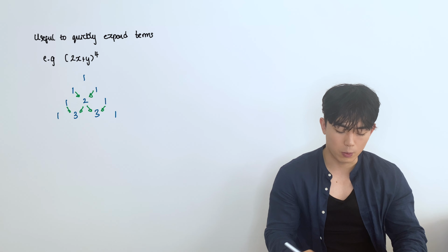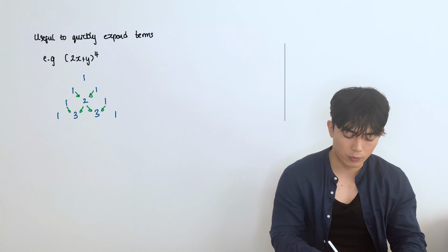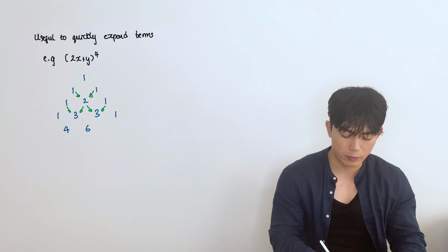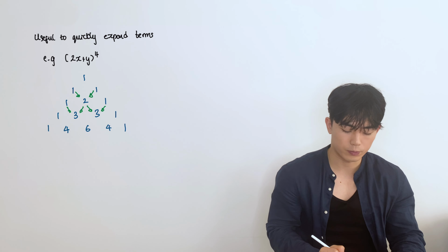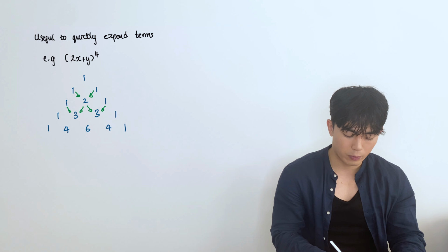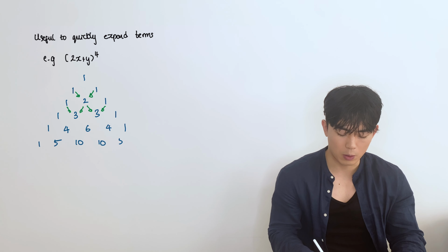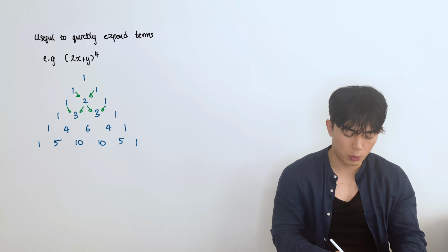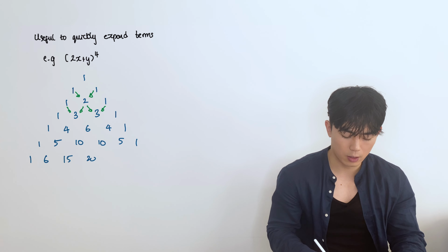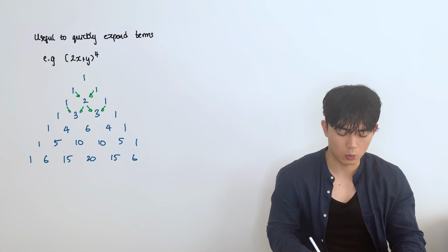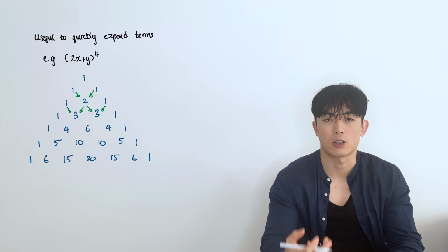If we were to continue it, then 1 and 3 summed up will give me 4, 3 and 3 will give me 6, 3 and 1 will be 4, and then 1's are always on the outside. Same thing, 1 on the outside, 1 plus 4 is 5, 4 plus 6 is 10, 6 plus 4 is 10, 5, and 1. Just do one more row. We have 1, 6, 15, 20, 15, 6, 1. So that's how Pascal's triangle is made.